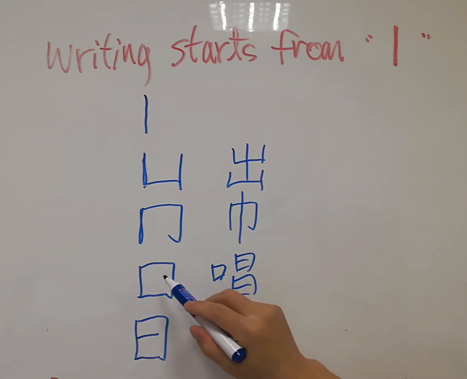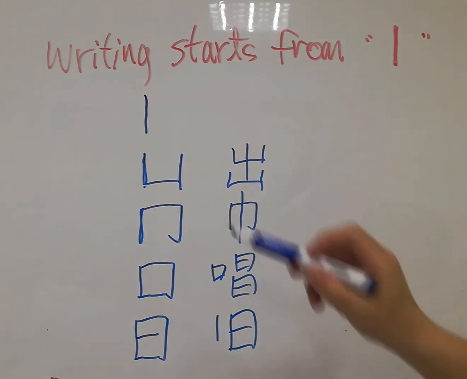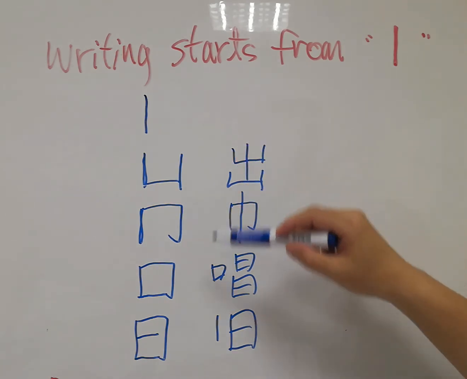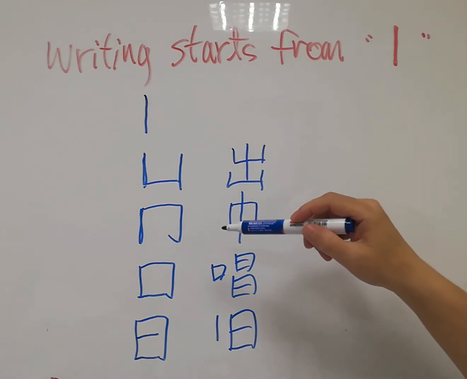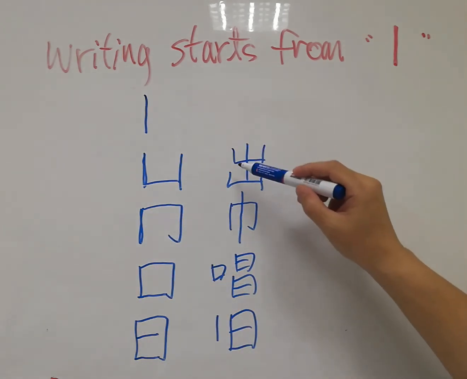Yeah, this composed with this and this. The last one is this. So these 5 characters and 4 words, all of them start writing from "su."